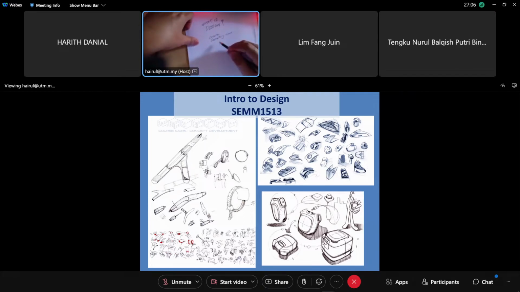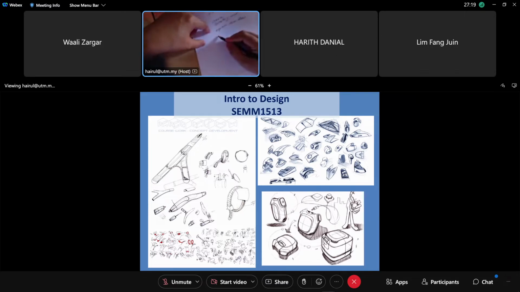Anything else? A way to express early ideas. Express. Okay, good word. Express new ideas. What else do you know about design? We try brainstorming early concepts for something. Yeah, good. Concepts. Generate concepts. That's what you mean. Generate ideas, right?